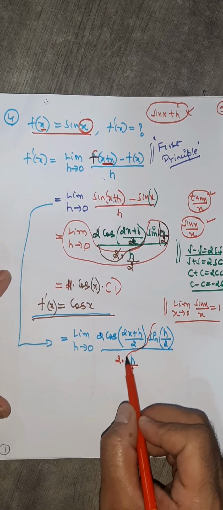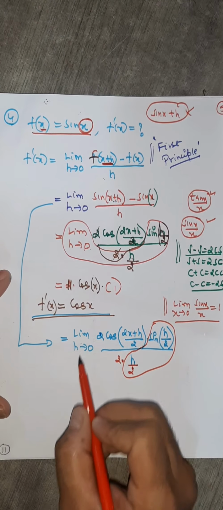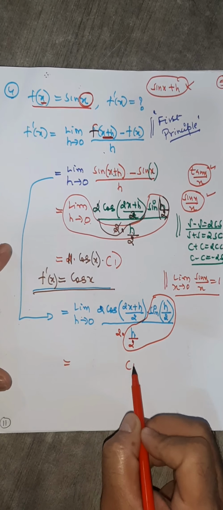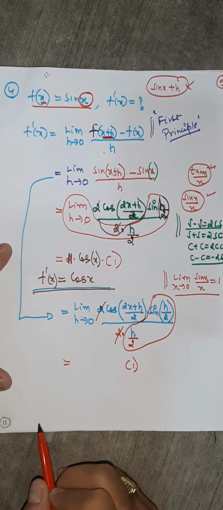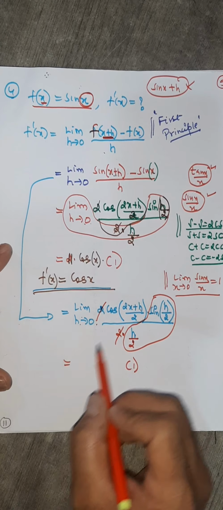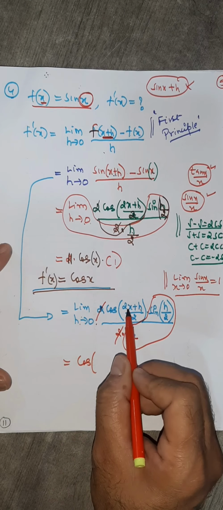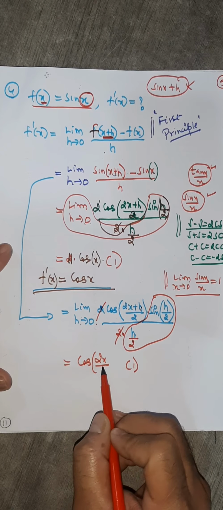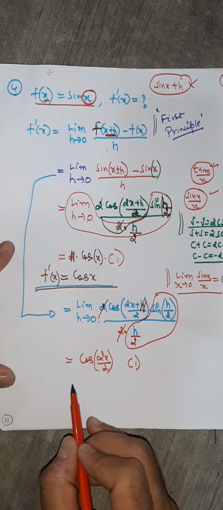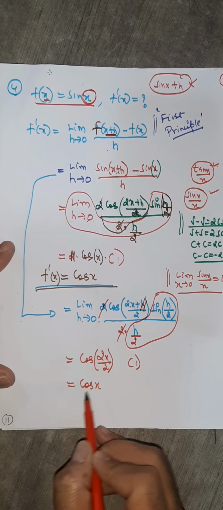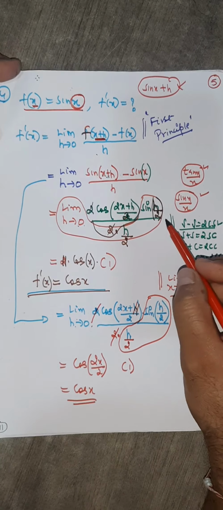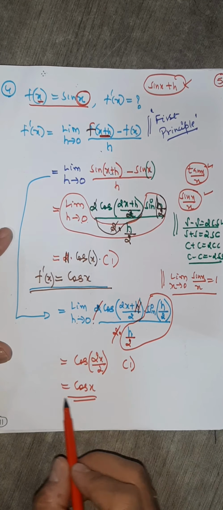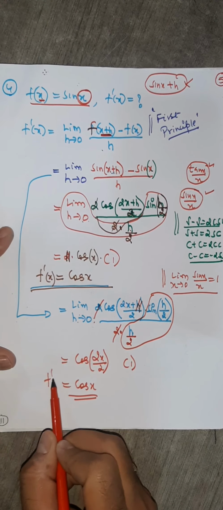Now this much with limit gives us 1. 2, 2 will get cancelled. Apply h tends to 0 here. So what will we get? Cos of (2x plus 0) by 2. This will be 0. So you are getting cos x. Just for information, here I forgot to write by 2. Okay, so f dash x is cos x.